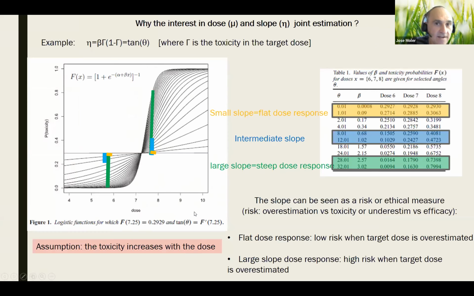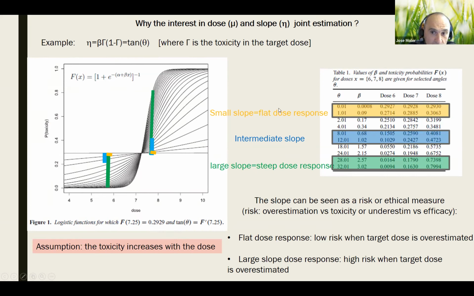So why the interest in the joint estimation of the dose and the slope? With this graph here, we have a set of logistic functions. All of them have the same target dose, near 0.7, and all of them have toxicity 0.3. But the difference is the slope. As you can see, the slope in a logistic is proportional to the beta parameter, okay? And here, capital Gamma is the toxicity target.